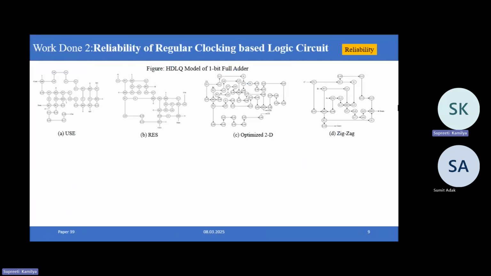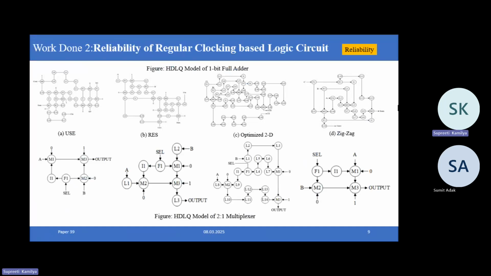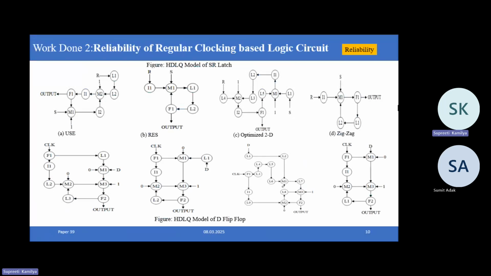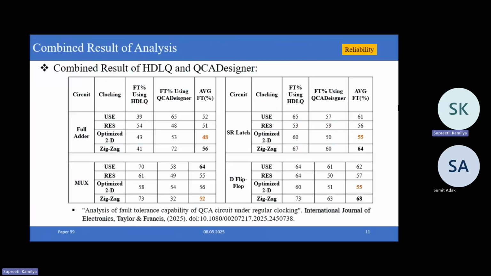We first realized the full adder using the four different clocking schemes, and then converted it into the HDLQ model. In the HDLQ model, we have represented the majority voter and inverter. Here L represents the L shape, and M represents the majority voter. In the same way, we have represented the 2:1 multiplexer using the four clocking schemes, and we have also used the four clocking schemes for the SR latch and flip-flop. In the next slide, we have tabulated the result.